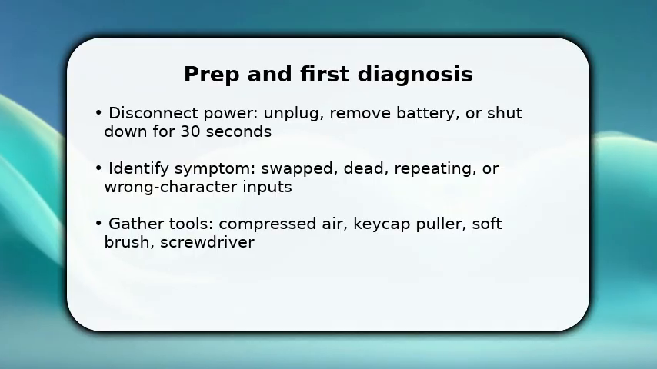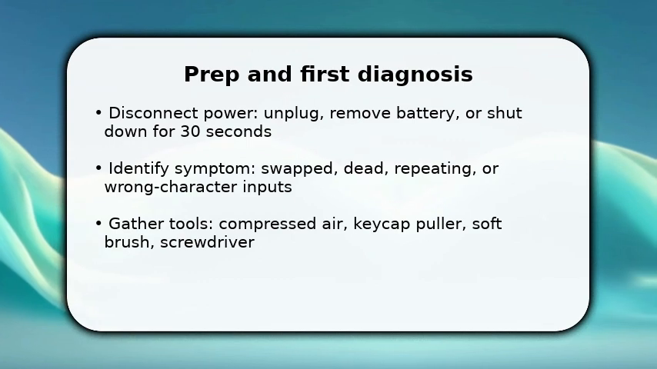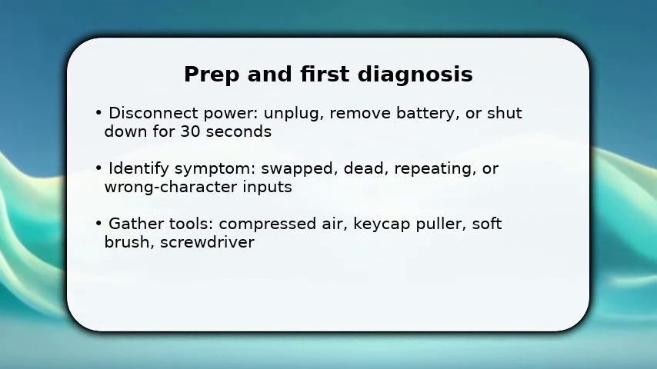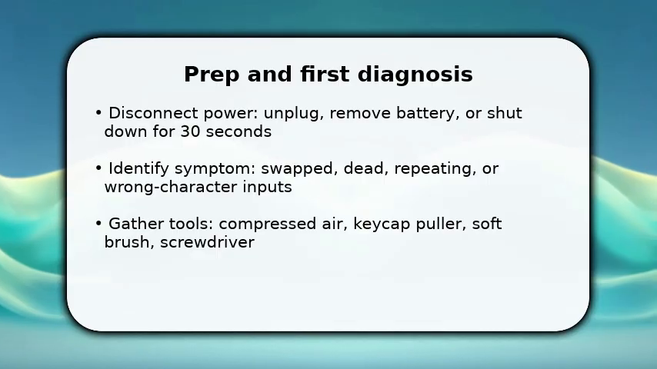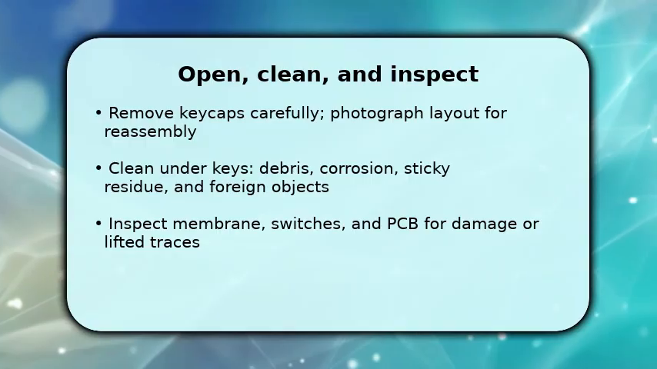Next, prepare tools. Compressed air to dislodge debris, a keycap puller for removal, and a small screwdriver for access panels. You remove keycaps carefully, photographing the layout so you can rebuild it exactly. This prevents layout mistakes later.